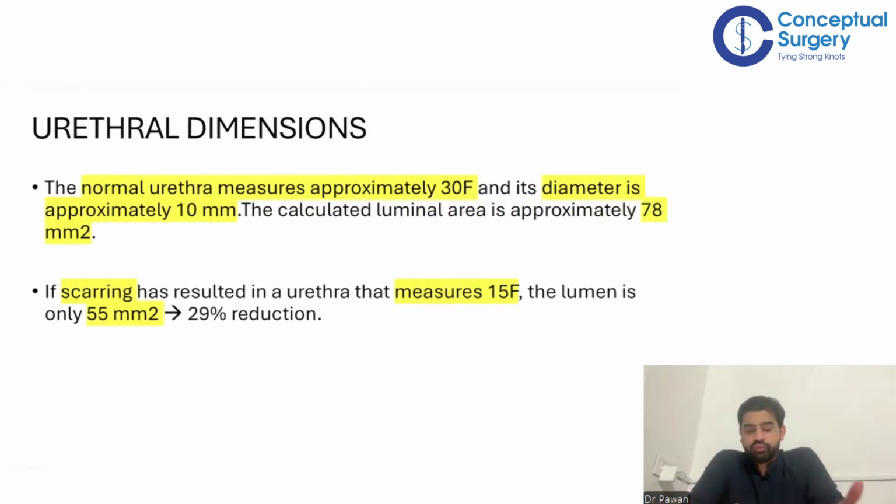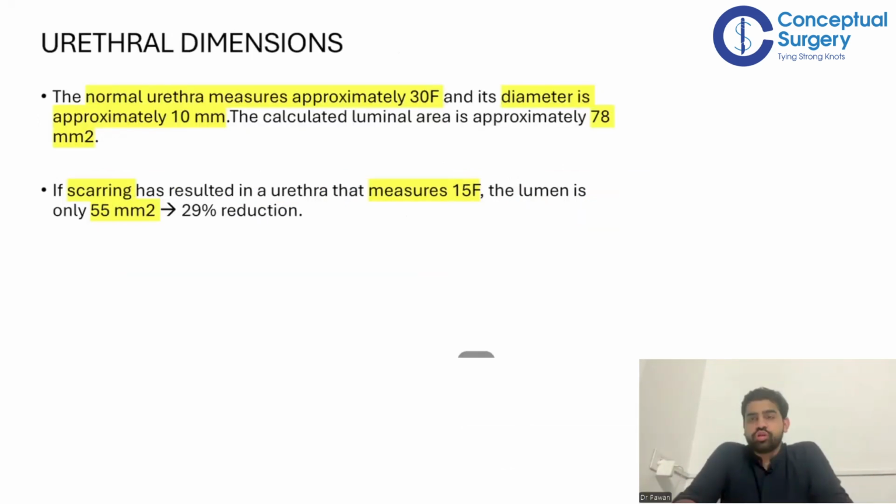Okay, so first, we are going to understand the dimensions of the urethra. Now, the urethra in males and females is different, right? The length is different and the caliber is different. The sphincters are different. All those things are different. So let's try to understand this first.